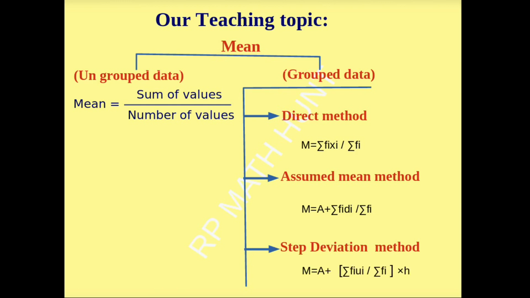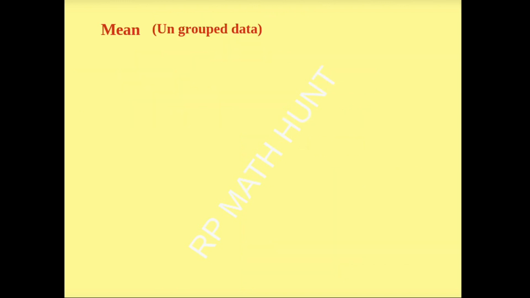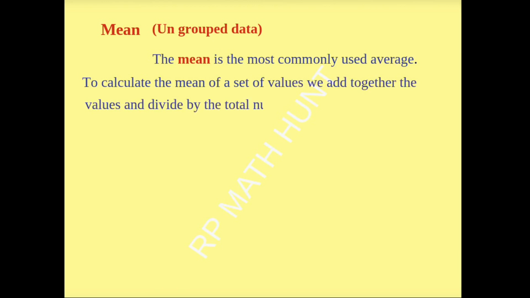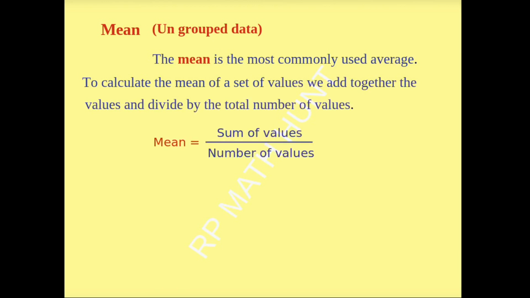Mean, ungrouped data. The mean is the most commonly used average. To calculate the mean of a set of values, we add together the values and divide by the total number of values. Mean is equal to sum of the values divided by number of the values.